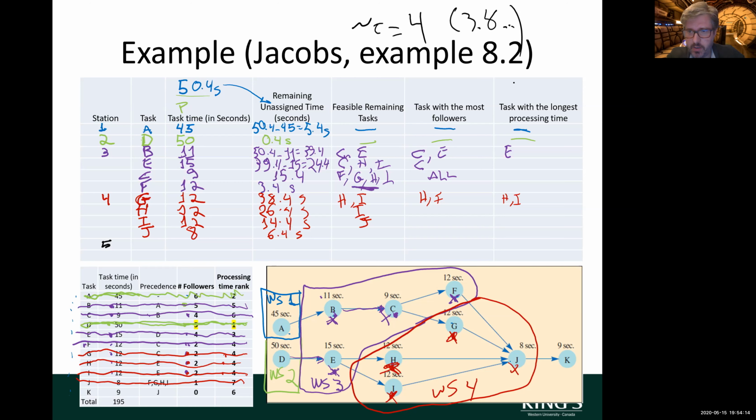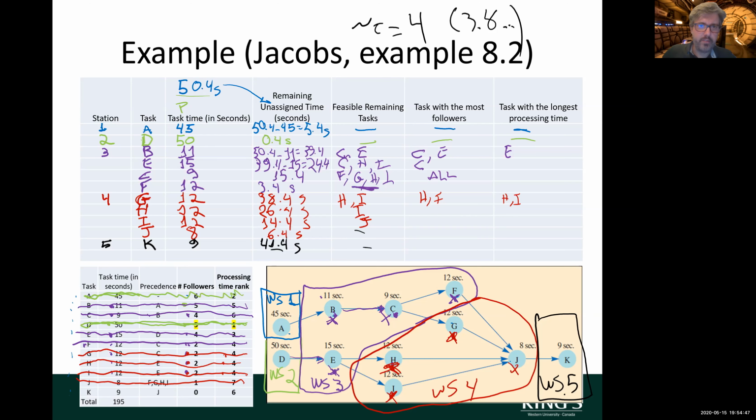So let's go into K. The processing time for K is 9 seconds. And out of those 9 seconds, there will be 41.4 seconds of idle time. That's a lot of idle time, right? And that's it. There are no tasks left. So that is workstation number 5. So my process has 5 workstations.